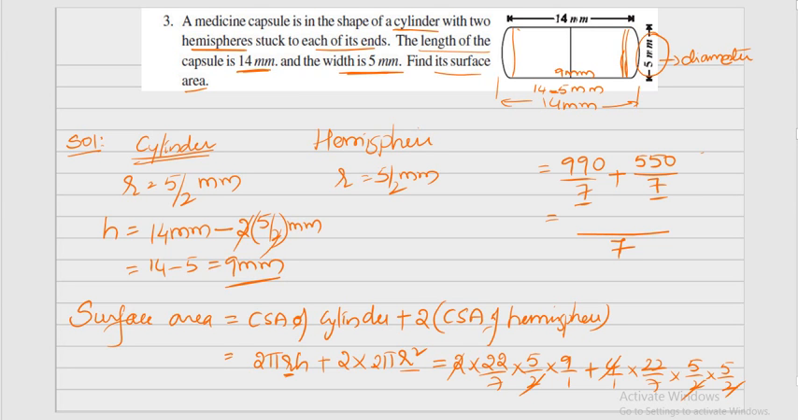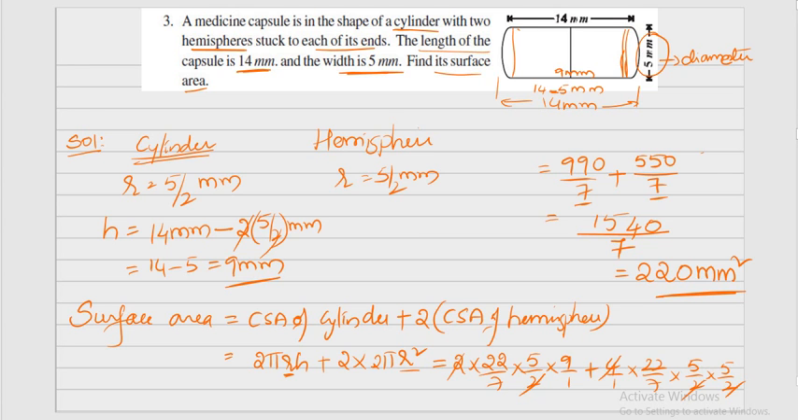So 990 plus 550, what is the value? 0 plus 0 is 0, 9 plus 5 is 14, so 1 is carried, 1 plus 9 plus 5 is 15, so 1540. In the 7 table, 7 2s are 14, next 7 2s are 14, so it is nothing but 220 millimeter square. So this is the surface area of that particular medicine capsule, right? Next, moving on to one more question.